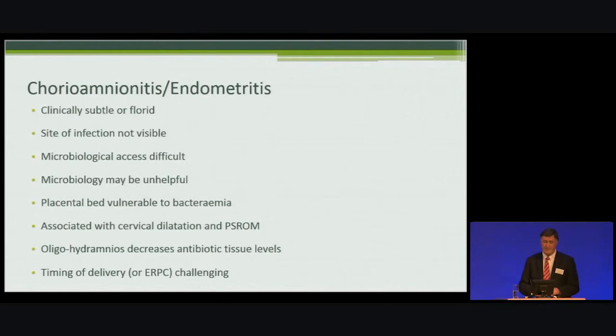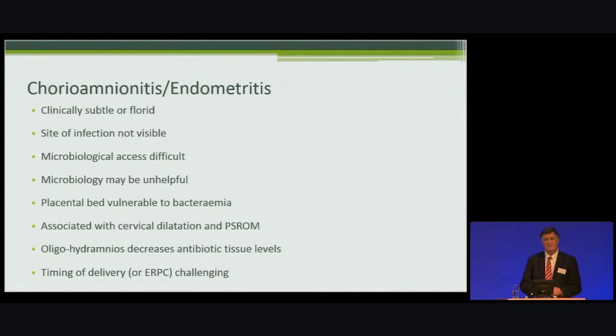If the amniotic sac ruptures, you get oligohydramnios. Normally, we would expect that if you give an antibiotic, it goes into the liquor and therefore gives you some protection at tissue level. If there's oligohydramnios, the tissue levels of the antibiotic are reduced. And then finally, there is the challenge antenatally of picking the optimum time to deliver the baby, and postnatally, there's the challenge of deciding when and how you need to carry out an evacuation of the retained products of conception.